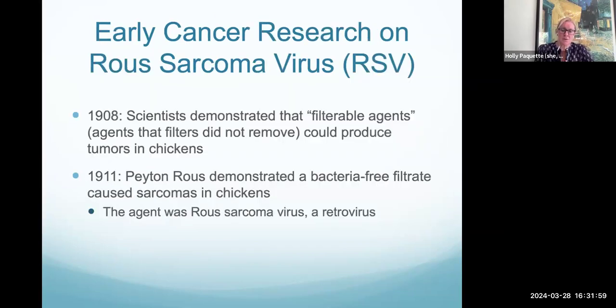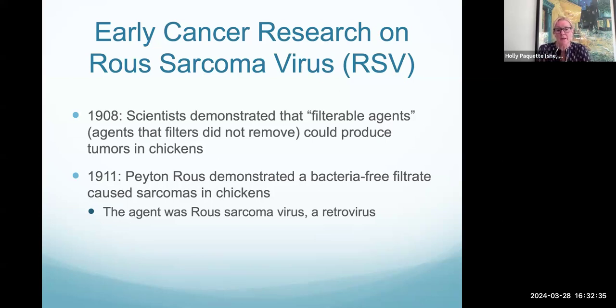So the early research that was done was actually on a virus called the Rous sarcoma virus. In 1908, scientists first were able to see that there were things that we considered filterable agents, meaning that if we put a filter on a particular fluid, the filter didn't remove these particular infectious agents. And in this case, these ones produced tumors in chickens. We call them filterable agents, meaning that the filters at the time that we were using didn't have small enough holes that they could actually trap the viruses, so the virus would remain in the fluid as we put it through a filter.